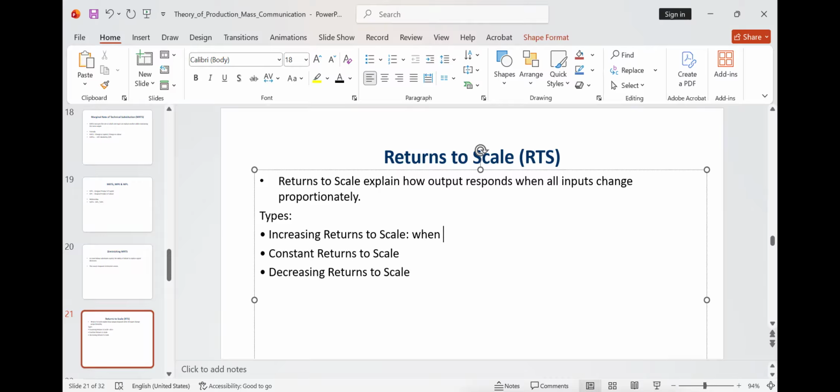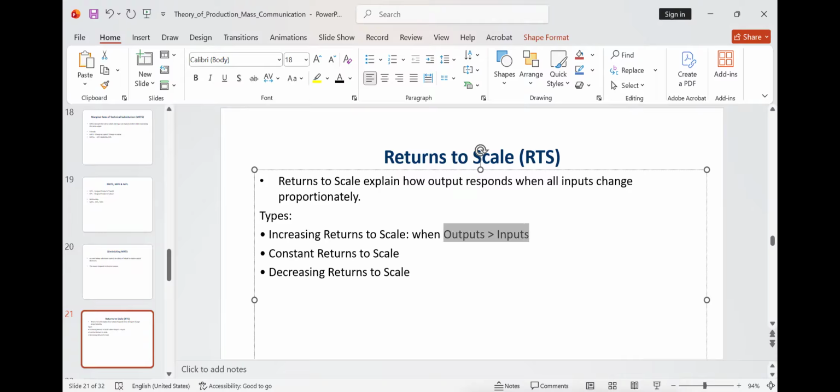When outputs are greater than inputs. Okay, that's increasing returns to scale.